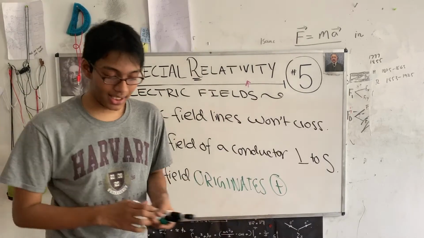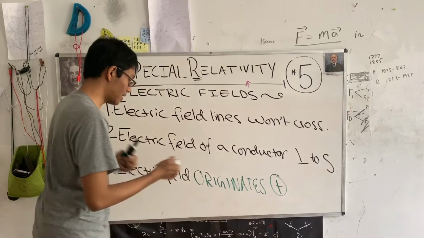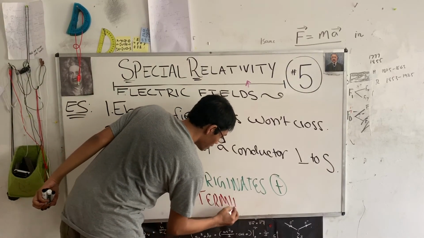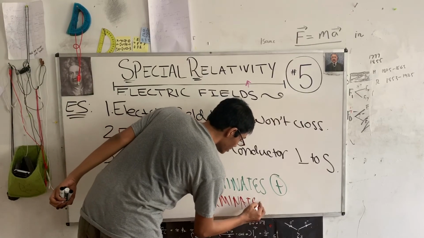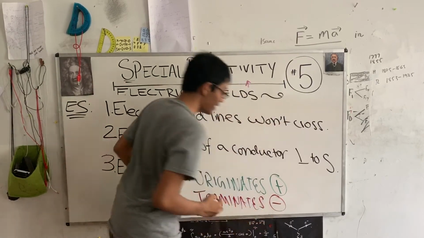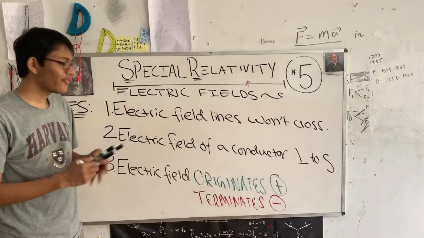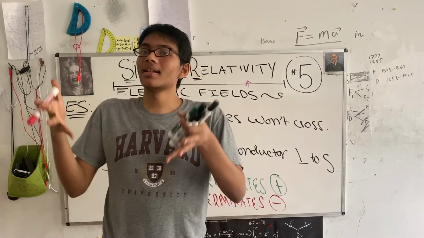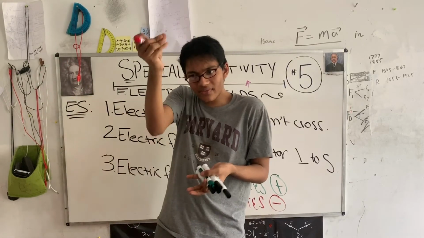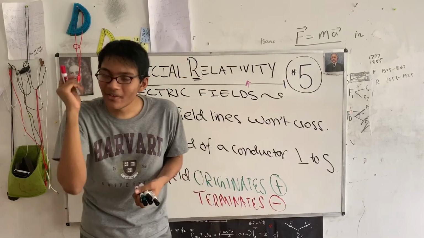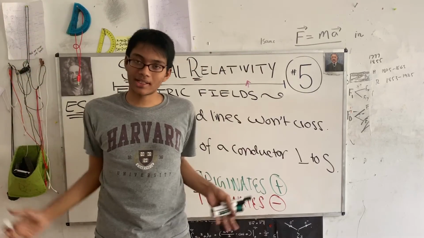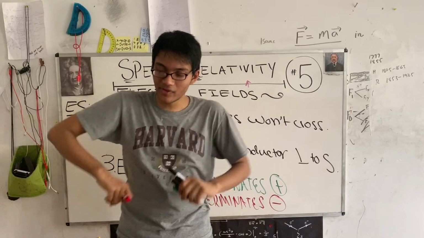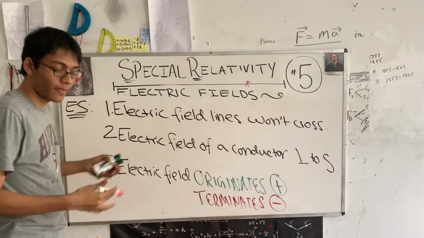And where does it terminate? Let's grab a red for that. It terminates on a negative charge, right? Because the negative particle's field lines protrude inward. Terminates on a negative charge. And the fourth law is kind of colloquial. It's basically that the electric field at any given point in space is going to be the vector sum of all the electric fields created by all the other charges. So let me give you a picture of what that means.